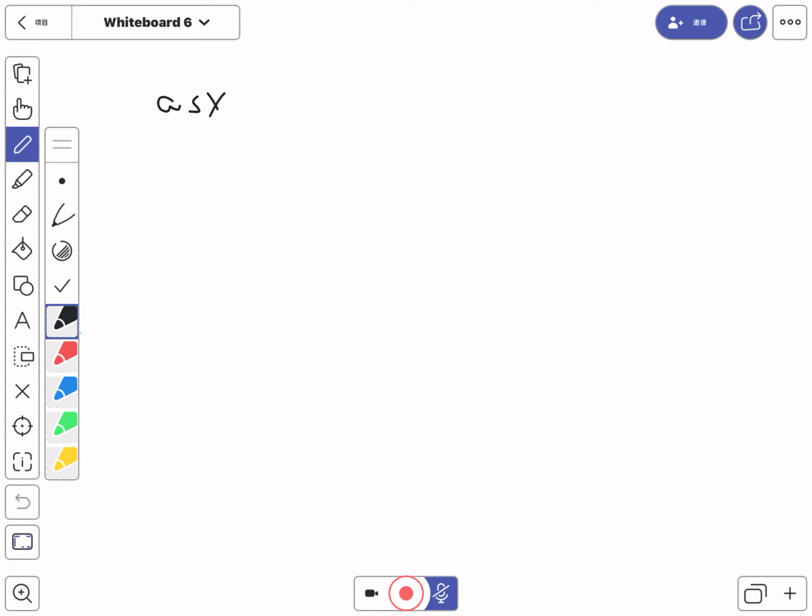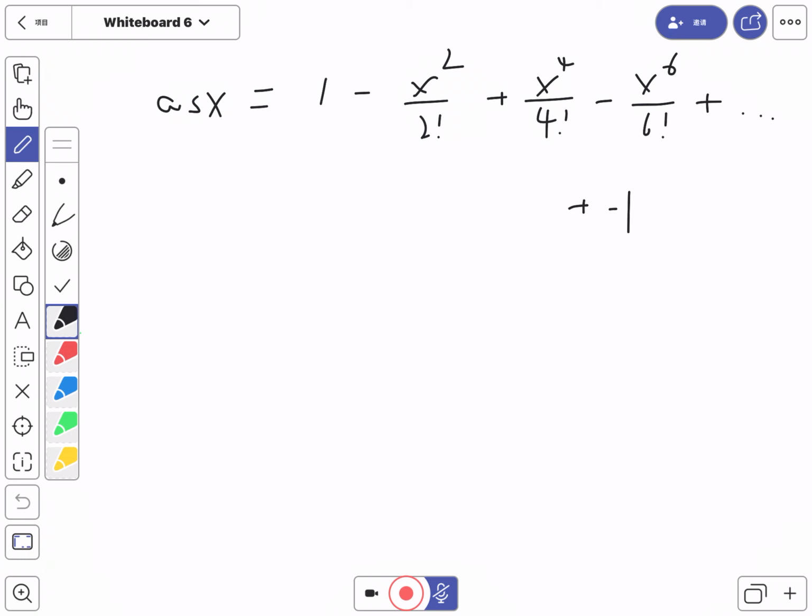So basically, according to that formula that we deduced, cosine of x is equal to 1 minus x squared over 2 factorial, plus x to the 4th over 4 factorial, minus x to the 6th power over 6 factorial, and so on. And the generalization is negative 1 to the nth power times x to the 2n power over 2n factorial, when n goes to infinity.